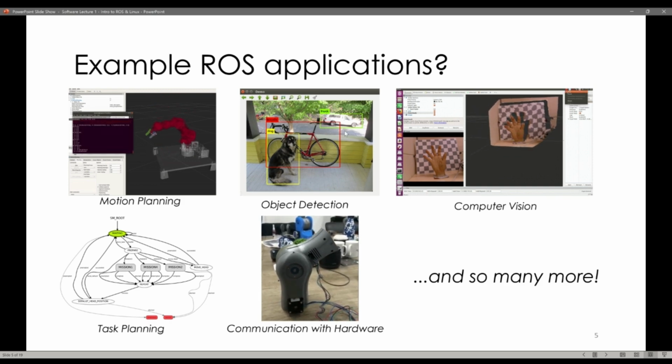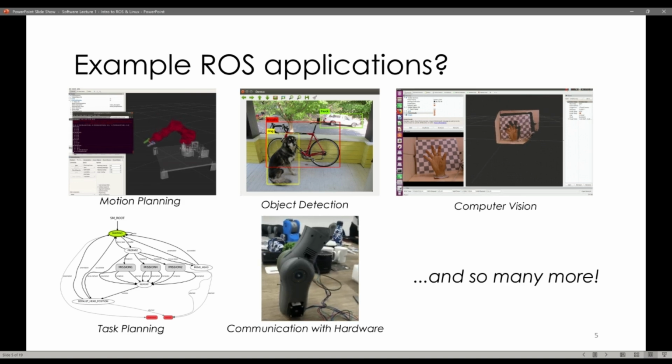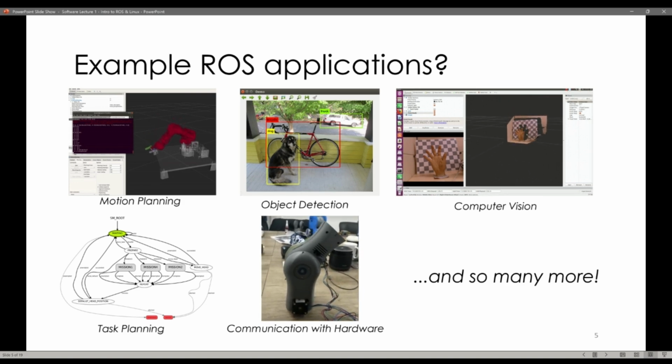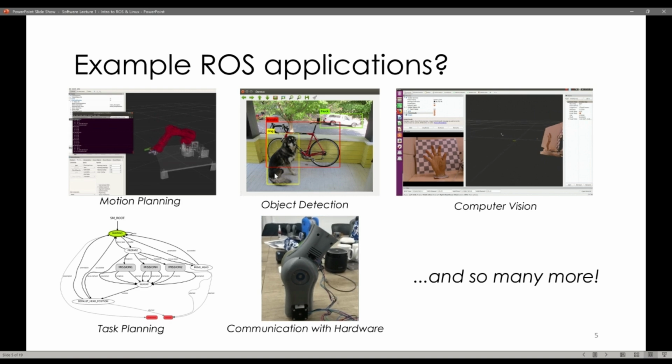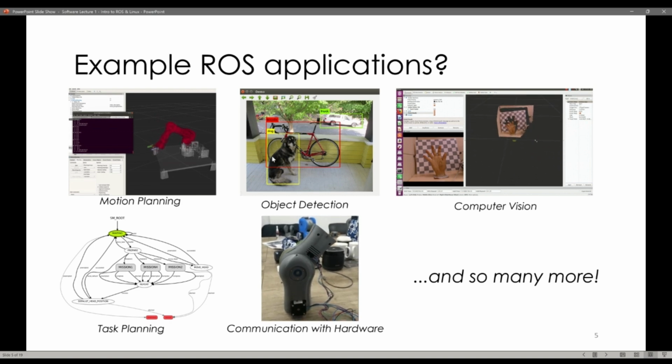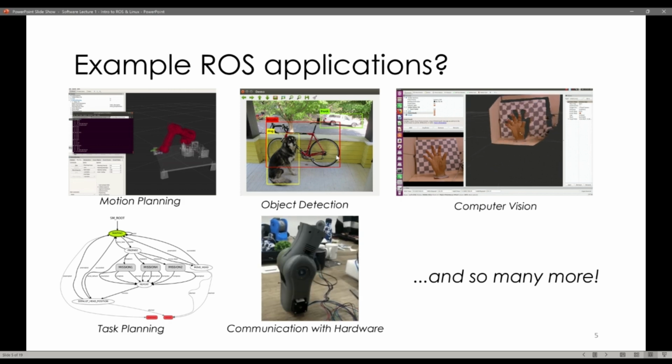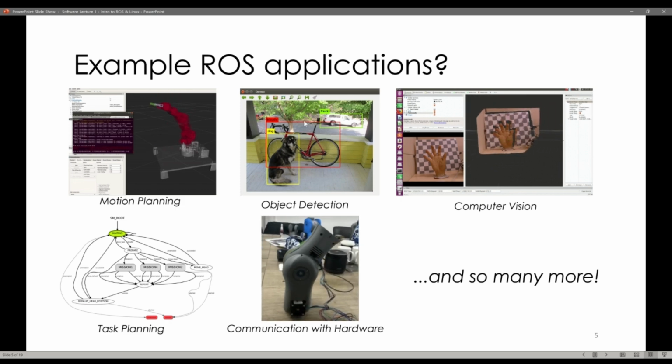Object detection. So this is taken from YOLO. You might have heard of it before. It's a real-time object detector. So in this case, it's finding a dog, a bicycle, and a truck all in the same image. So if your robot needs to be able to figure out where stuff is, super important.